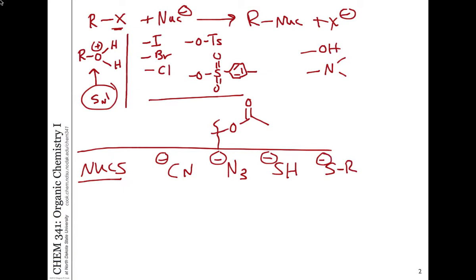Okay, notice I'm drawing them as the anion because anions are better nucleophiles than the neutral analogs. And if you have a metal with it, it's an anion. Okay. But for example, thiolate, SH minus, is going to be a better nucleophile than H2S. But H2S is going to be a better nucleophile than H2O. Right? So good nucleophiles.